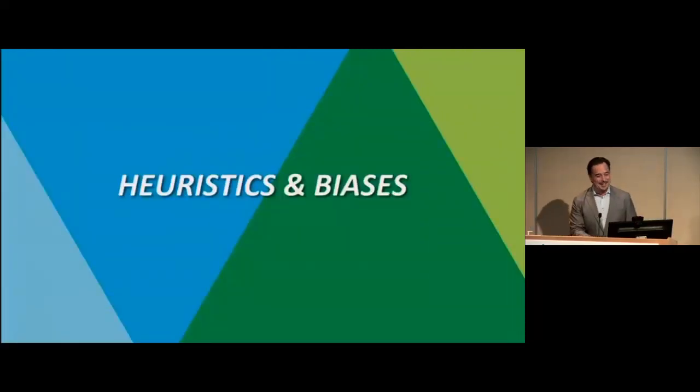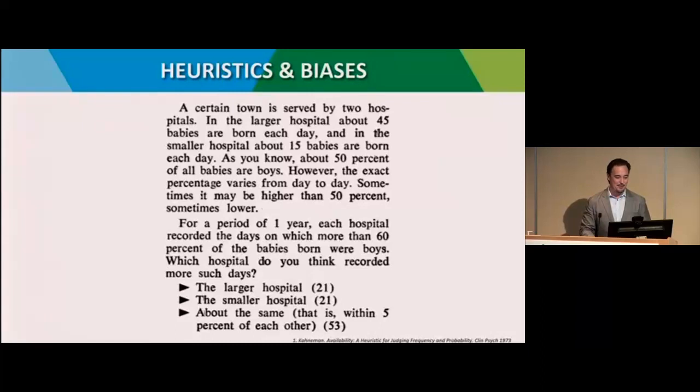So with all that being said, let's get into heuristics and biases a little bit. This is an interesting question, so take a minute and read through it. A certain town is served by 2 hospitals. In the larger hospital, about 45 babies are born each day, and in the smaller hospital, 15 are born.